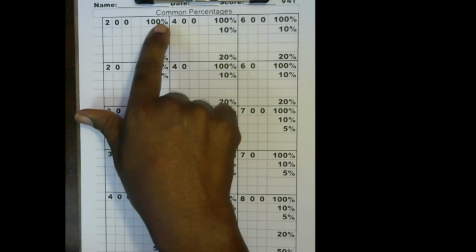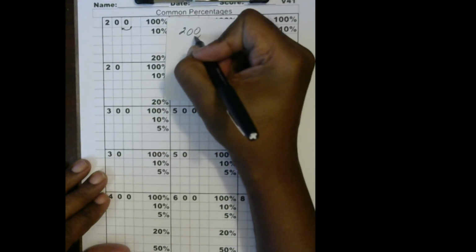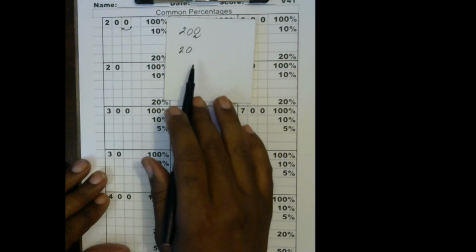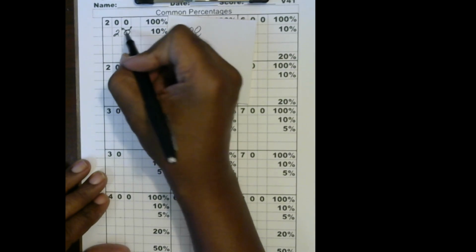Okay, we're going to be finding common percentages. Let's say our original number is 200. The original number, we call that 100%. To find 10% of a number, we're basically dividing the number by 10. So if you divide 200 by 10, the decimal moves back one place, and it goes from 200 to 20. And 20 is what represents 10%. So I'm going to put my 20 here, 2 here, and 0 there. And so that represents 10%.